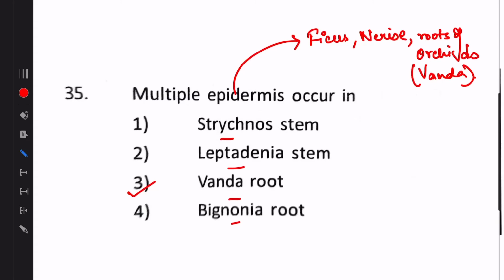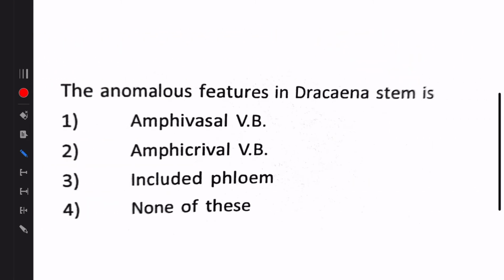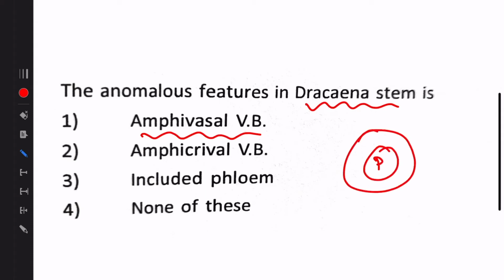Next question. The anomalous feature in Dracaena stem is... Okay, it is also again very important for the section of plant anatomy that we know the anomalous characters in a few plants which are given in the syllabus, like Dracaena, Bignonia, Boerhaavia and all. So we have to remember that, and the anomalous feature in Dracaena is actually amphivasal. What is amphivasal? That is, the phloem is surrounded by xylem from all the sides.